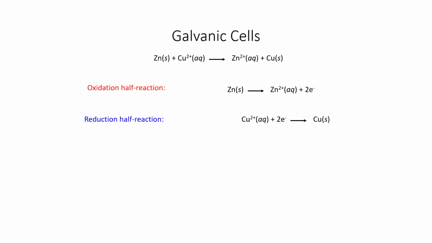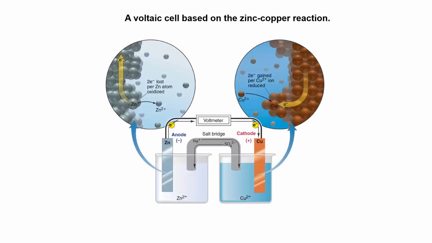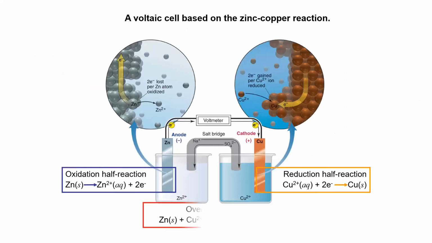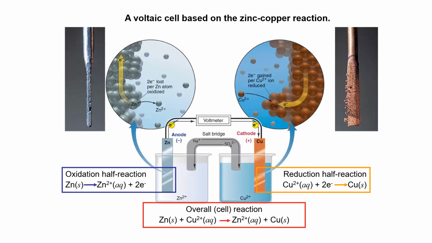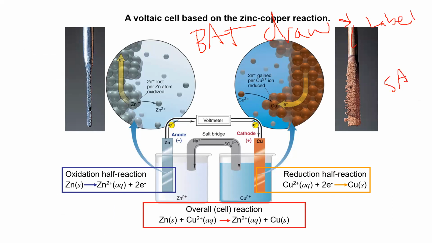We should know that our galvanic cell has 2 halves. All right, we've got to be able to draw and label. Right, and this would be something in your short answer.